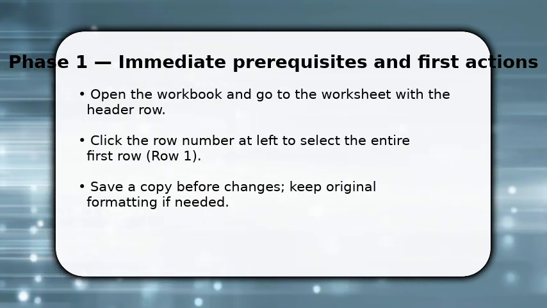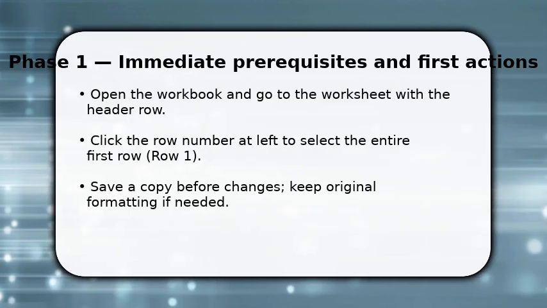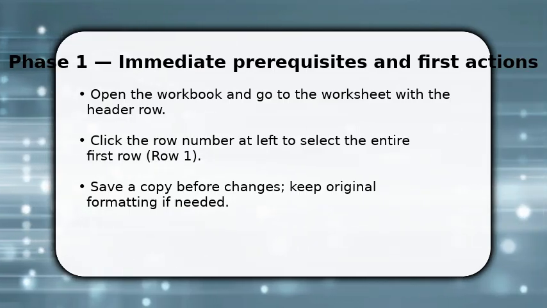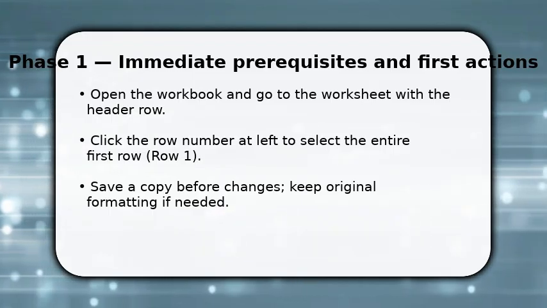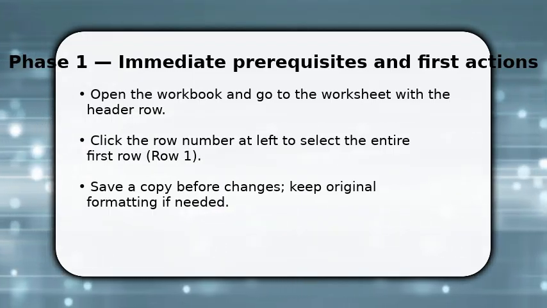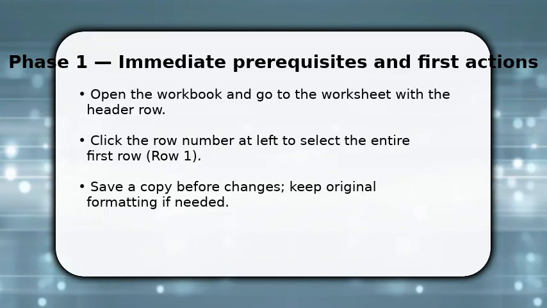You're doing this now because freezing targets the row relative to the visible window. Next, notice the ribbon. We'll move there immediately to apply the freeze. This short prep keeps everything predictable and reduces mistakes as you proceed.